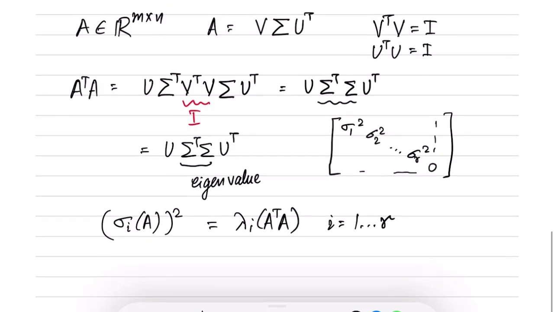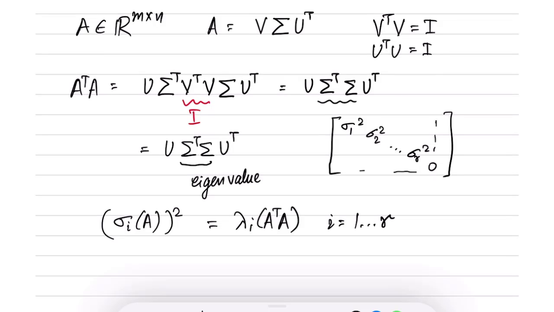Note that a similar observation can be made for lambda i of A A transpose. The same thing would exactly hold: sigma i square of A is also equal to lambda i of A A transpose. In this case, i would again be equal to 1 to r, and for the rest it would be 0. So I hope the connection between singular values and eigenvalues is clear.